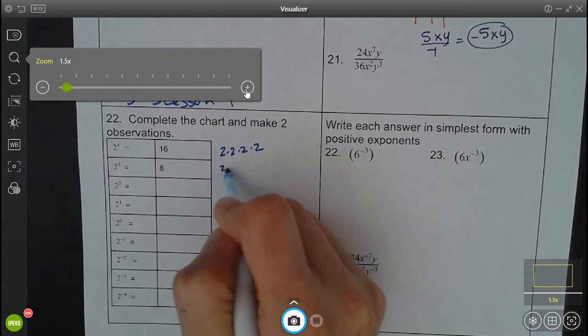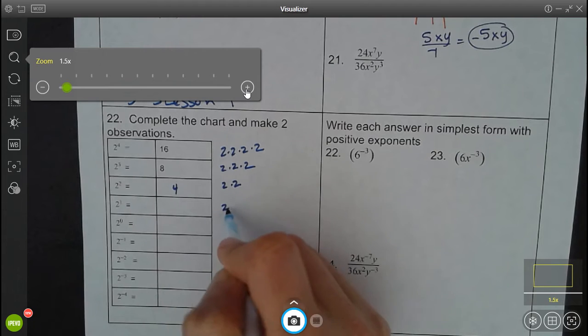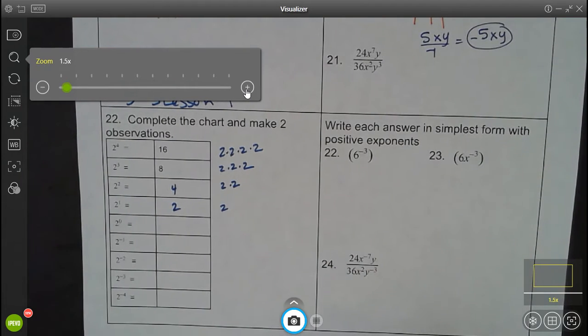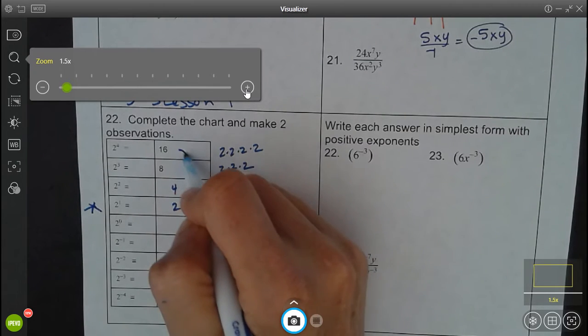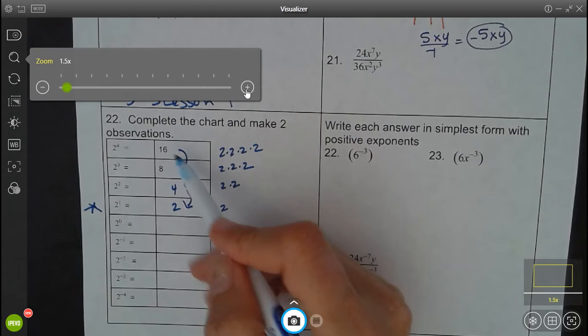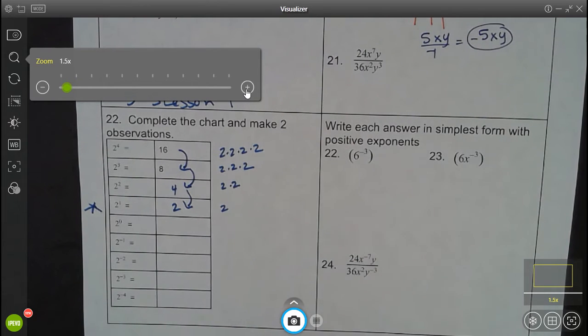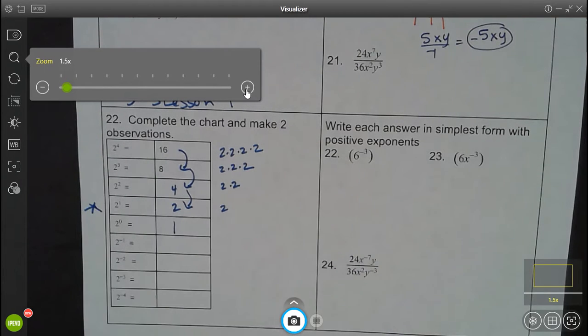And then 2 to the third is 8. 2 to the second is 4. 2 to the first is 2. Okay, what would 2 to the 0 be? Well, if we look at this pattern going down the right side, math is all about pattern. We'll say that each time we're dividing by 2. So what would this be if I continue to divide by 2? It would be 1.